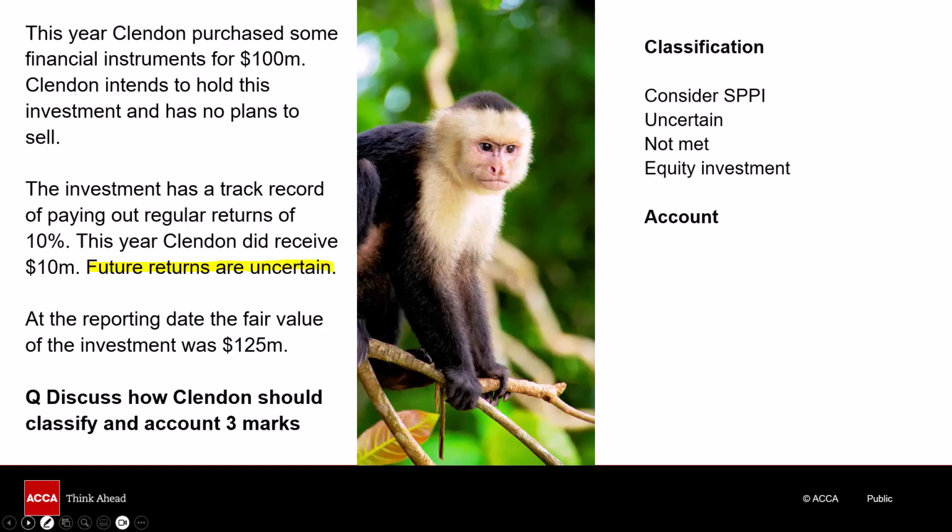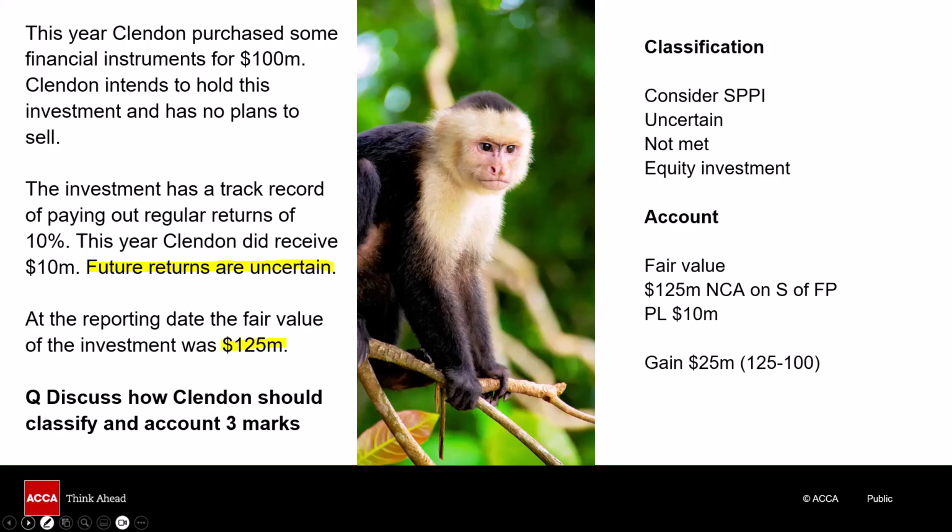And how do we account for equity investments? We account for equity investments at fair value. And the fair value at the reporting date is 125. That's the figure that goes on the balance sheet. Of course, it's a non-current asset because we've got no intention of selling it. It's not a trading item. The income that we received in the year of 10 million, of course, it goes to the profit and loss account. But there's also the question of the capital value, the rise in value.